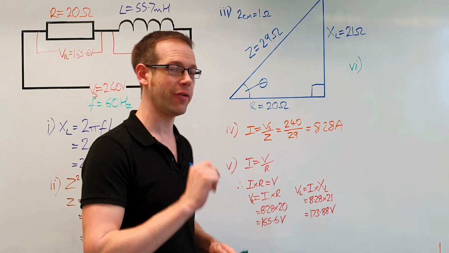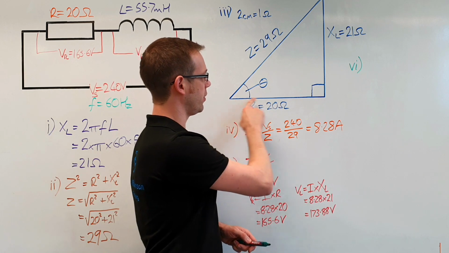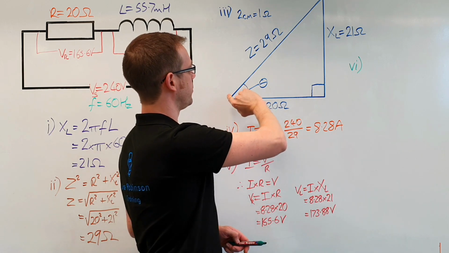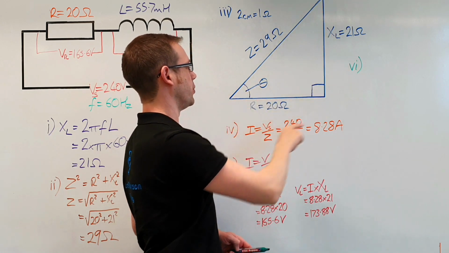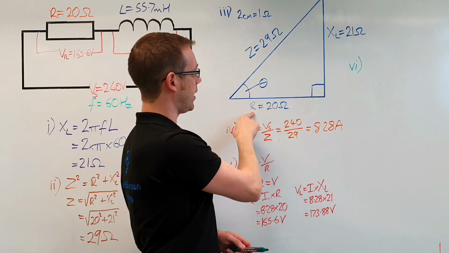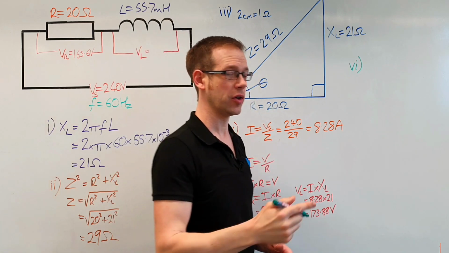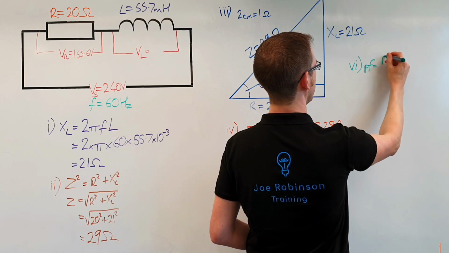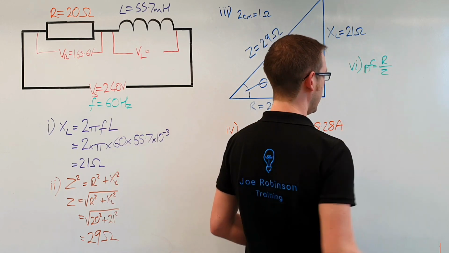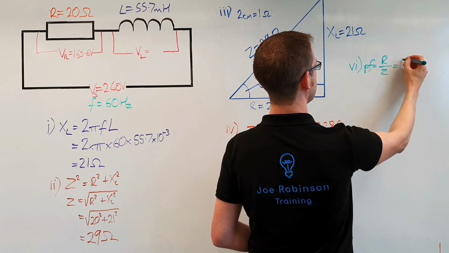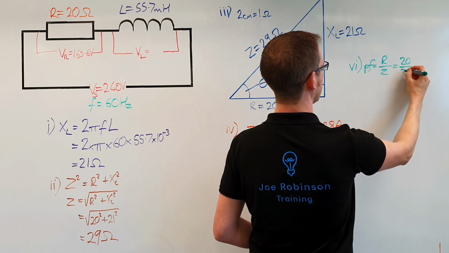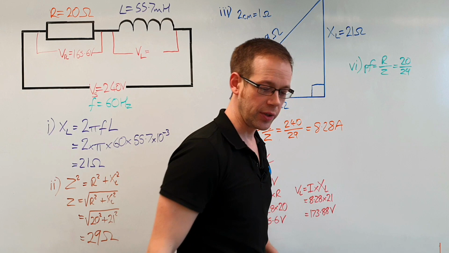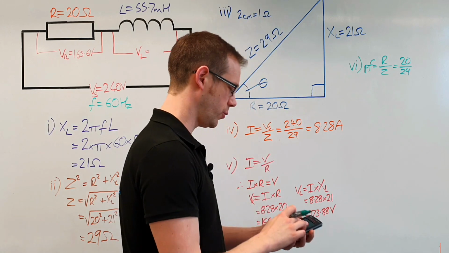So remember, power factor is equal to this side of the triangle divided by this side of the triangle. So we've got in this case R divided by Z. That's a very common way of calculating power factor. So the power factor is equal to R divided by Z, and R divided by Z in this case is going to give us 20 divided by 29. So when we do 20 divided by 29, we'll get our answer.